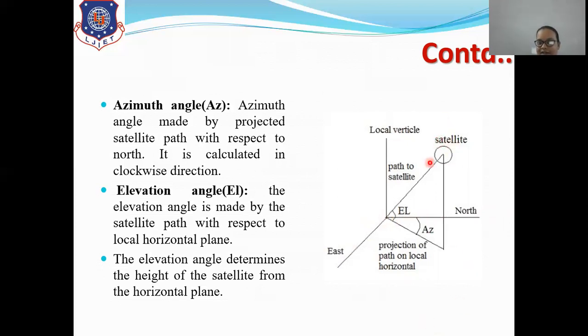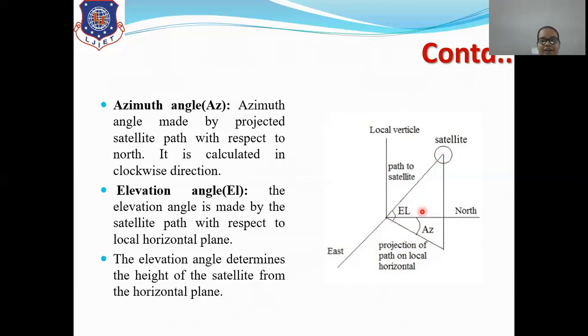Now, this is the satellite which is located over here. So what we are doing is projecting this satellite path onto the north plane, that is the local horizontal plane. Wherever it lands, from this we point out this line, and in the clockwise direction we find the azimuth angle from the north direction to that particular line. And from that projected path to the actual satellite path, that is nothing but your elevation angle.